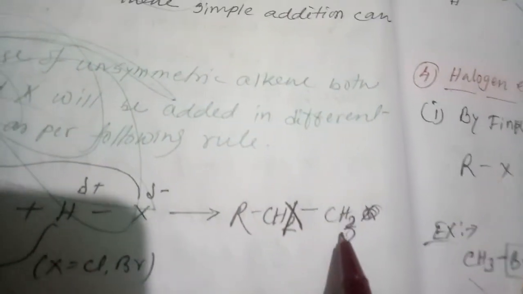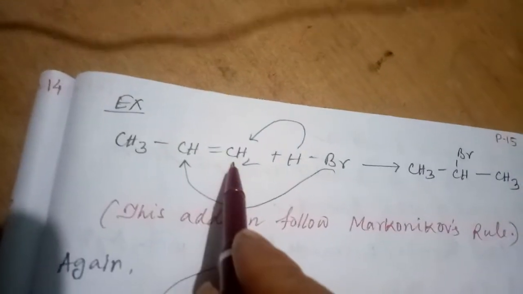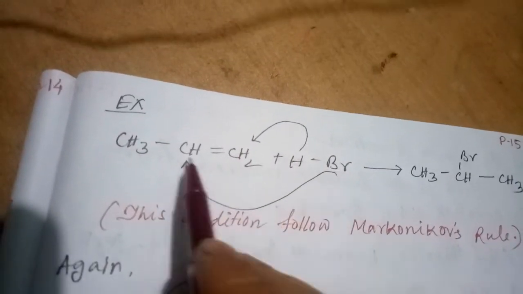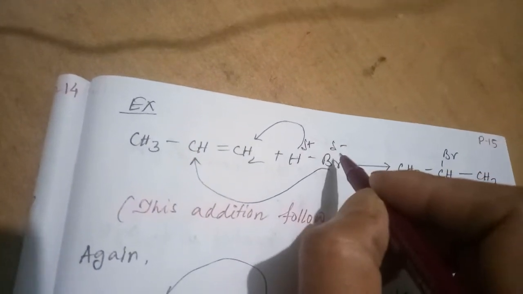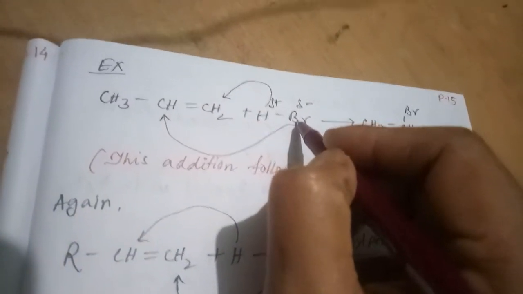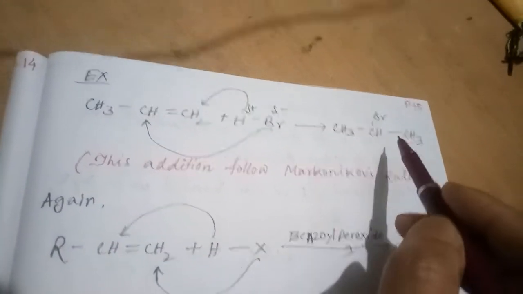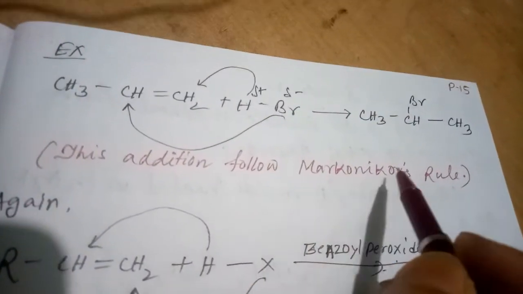So the product of this compound will be RCHXCH3. For example, in this example, this is CH3CH=CH2 and HBr here. The H will go to that carbon atom and Br will go to the other carbon atom. This has partial positive character, and this has partial negative character, as bromine is more electronegative than hydrogen. Then this will be the product. This addition follows the Markovnikov rule.